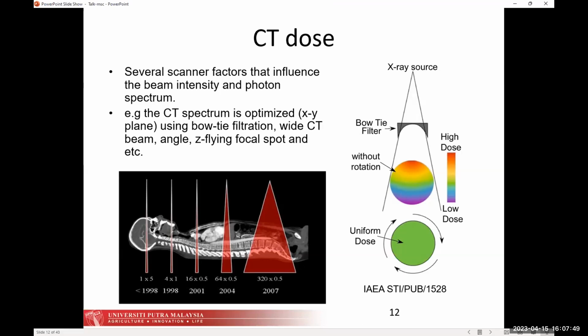Also, nowadays with current technology, we have a wide angle of CT beam, along with the technology of z flying focal spot to increase the beam. So the calculations or estimations of CTDI nowadays are a bit different, but we are going to discuss a bit of the basic standard of conventional CT dosimetry.